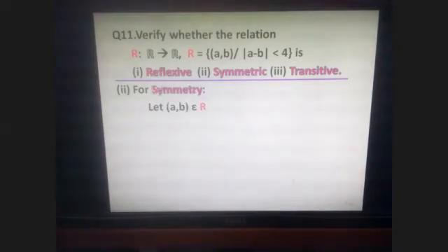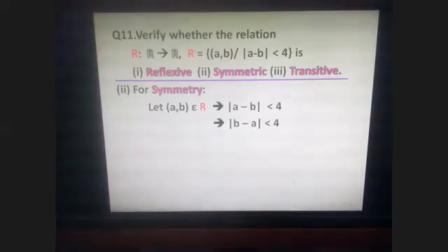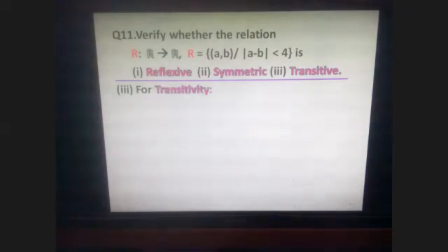Symmetry, again, it is obvious because if (a, b) belongs to R, then |a - b| less than 4. Obviously, |b - a| is less than 4. Hence (b, a) belongs to R. R is symmetric. Now you tell me, is it transitive or not?